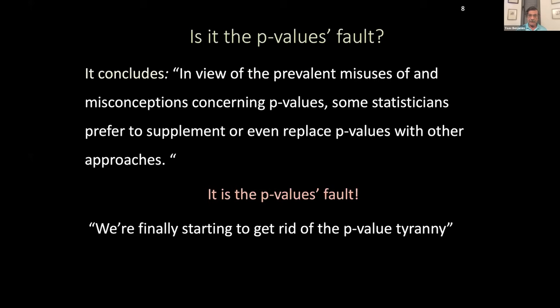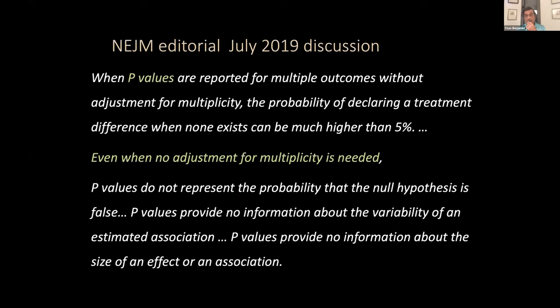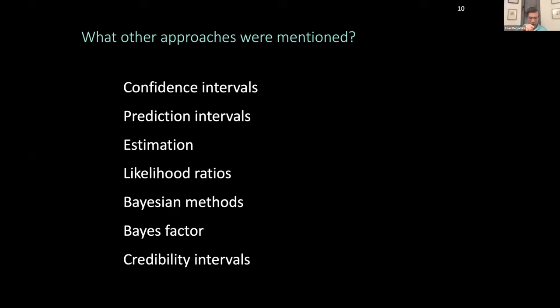What other methods were discussed? Confidence intervals and so on and so forth. The New England Journal of, I will return to that. But before that, I want to say that other methods were confidence intervals, prediction intervals, and so on and so forth, estimation, Bayesian methods. It is important to understand that confidence intervals have the same problem.